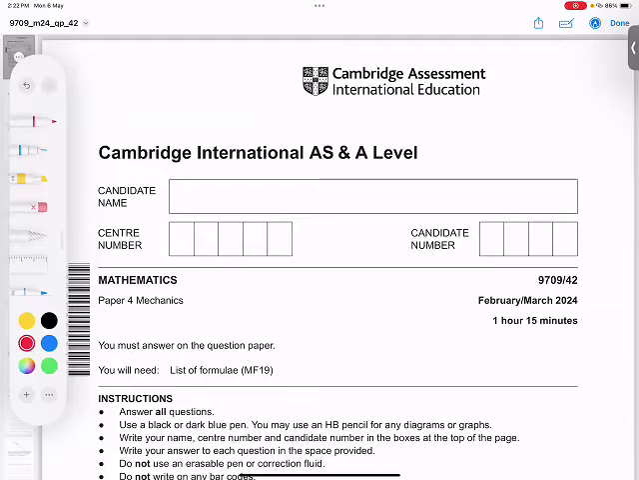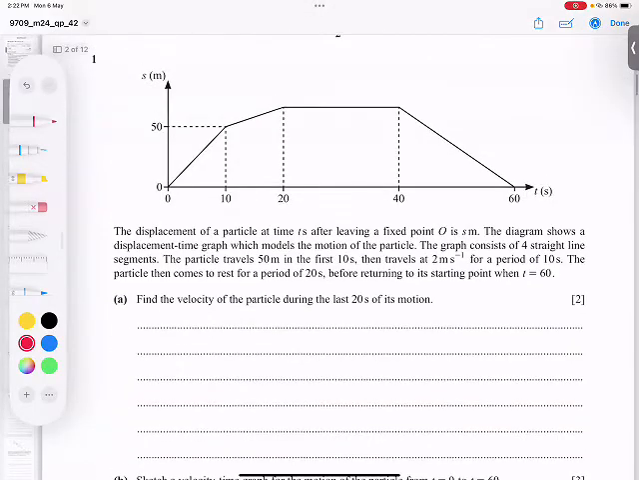This is the paper February/March 2024, 42 variant, a complete Mechanics paper. We are going to start. Question number one. If you look carefully, this is given distance in meters, and here time in seconds.